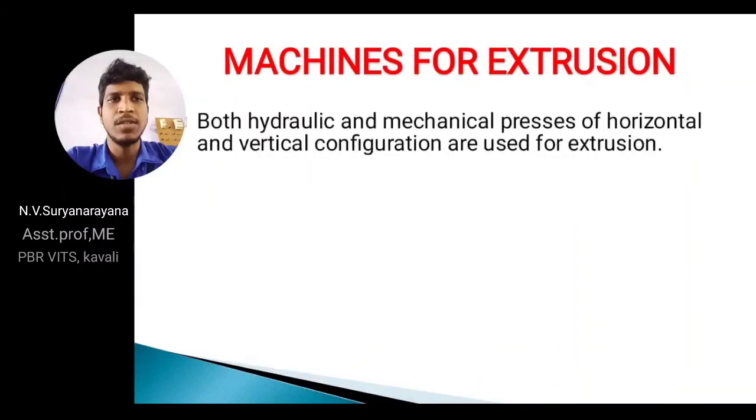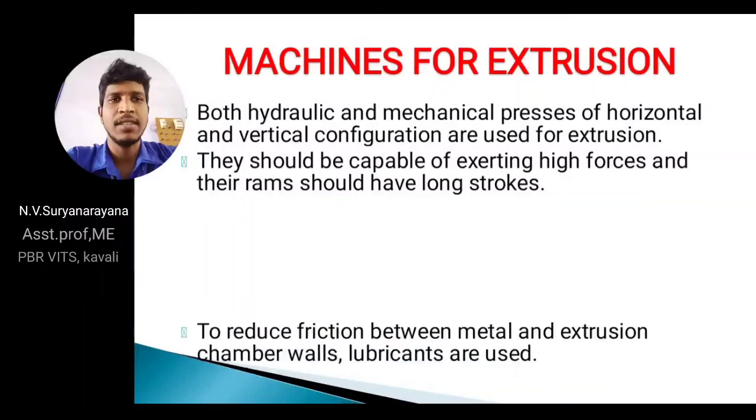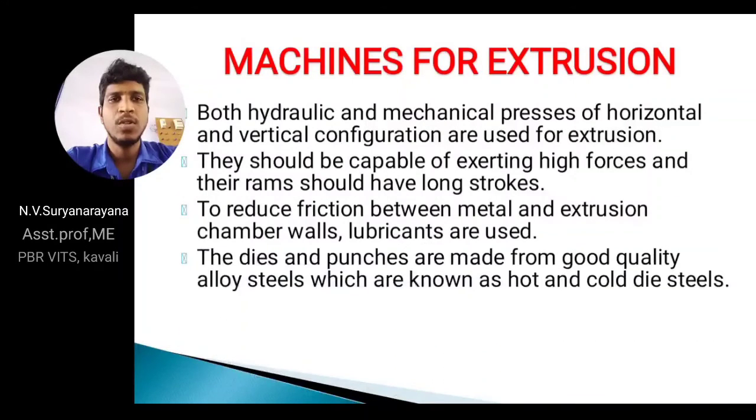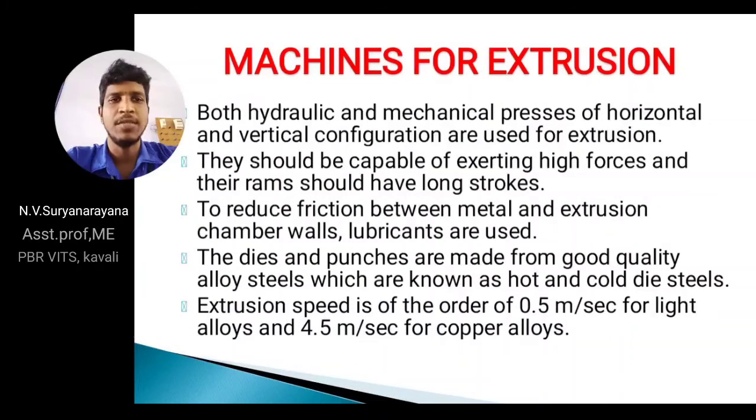Next, machines which are used for extrusion: both hydraulic and mechanical presses, horizontal and vertical configurations. They should be capable of exerting high forces and their rams should have long strokes. Lubricants must be used in extrusion. The dies and punches are made of good quality alloy steels, which are known as hot and cold die steels. Extrusion speed is of the order of 0.5 meter per second for light alloys, 4.5 meter per second for copper alloys.